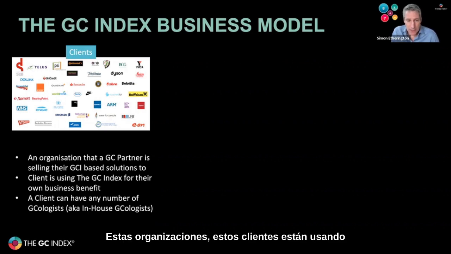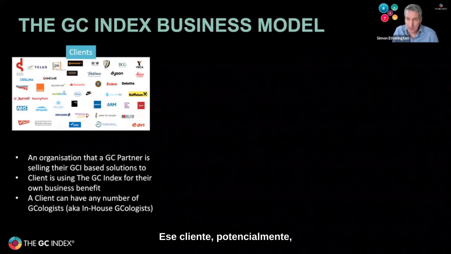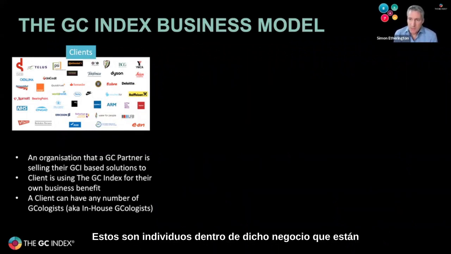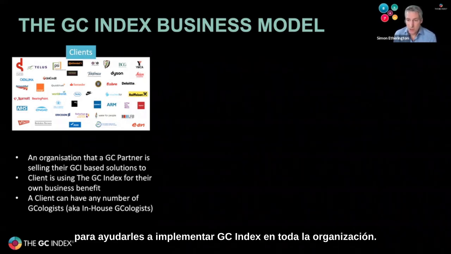Now, these organizations, these clients, are using the GC Index for their own business benefits. And within that client, potentially, they could have a number of GCologists. Now, we call them in-house GCologists. So these are individuals within those businesses that are using the GC Index in whatever way they might want to. And they tend to be working with you to help deliver the GC Index across the organization.